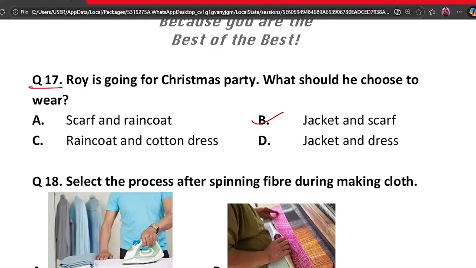Christmas comes in winter, so warm clothes are needed. Jacket and scarf help keep the body warm. So the correct answer is option B, that is jacket and scarf.